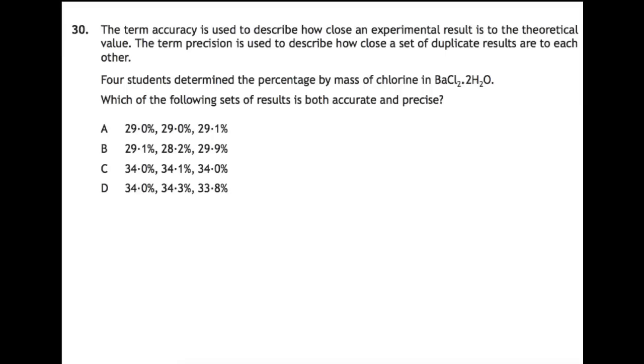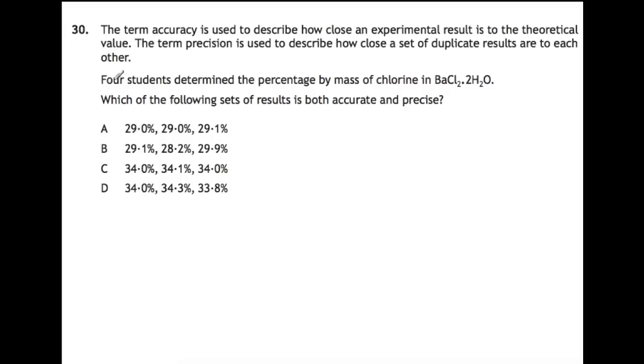Lastly, question 30. The term accuracy is used to describe how close an experimental result is to the theoretical value. The term precision is used to describe how close a set of duplicate results are to each other. So you can be accurate and be close to an experimental value. You can be precise and close to the results that you get in your own experiment, but not be accurate. Or you can be accurate and precise, where your results are all close to each other and they're close to the actual value.